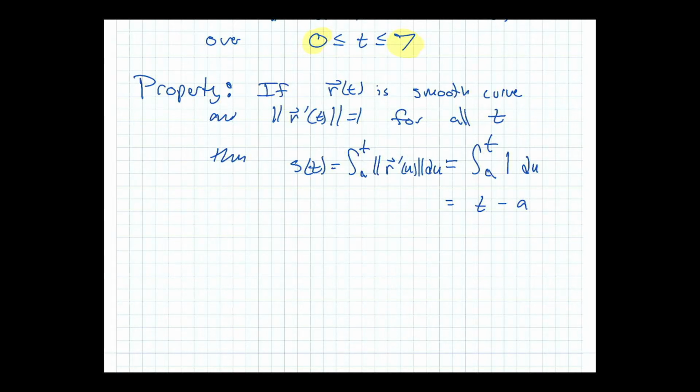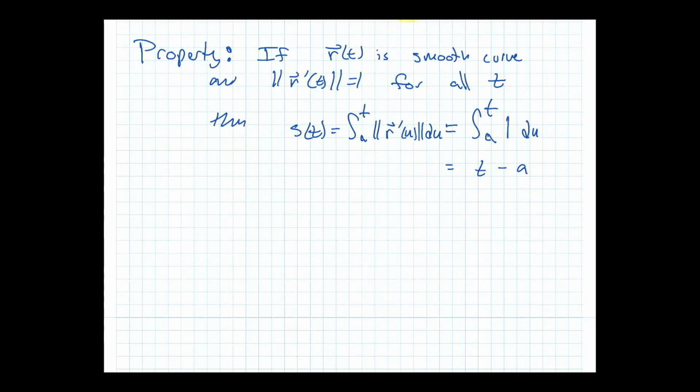The point is that the parameter was the arc length, right? Because s of t is just t, basically. Like if a is 0, then it's just t.